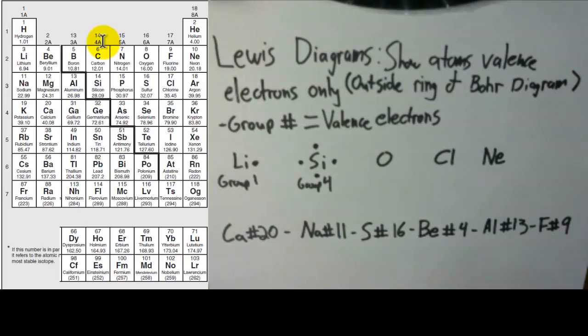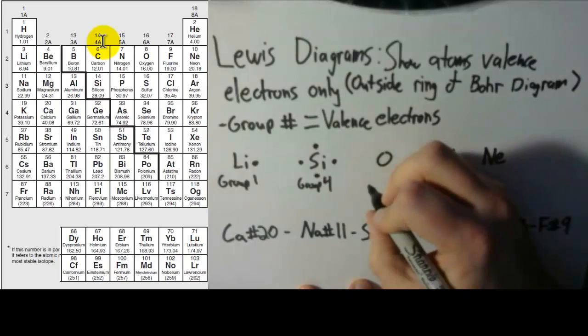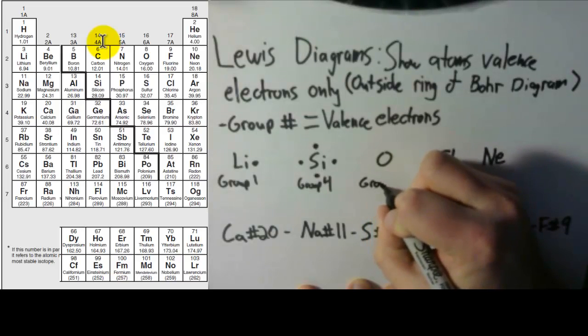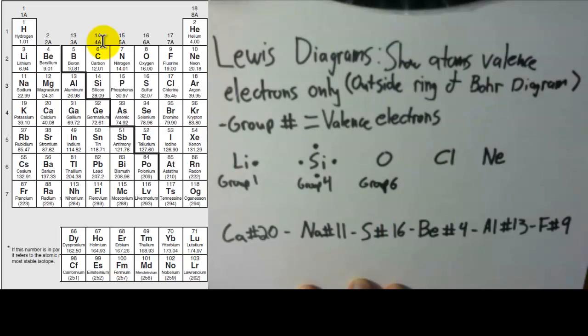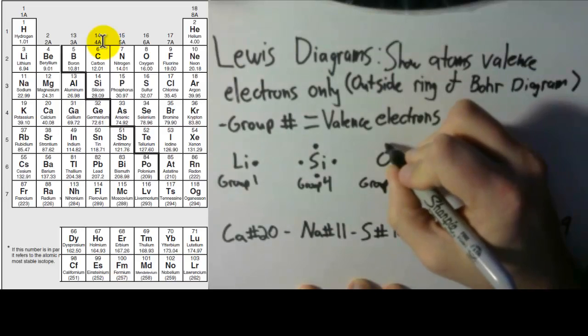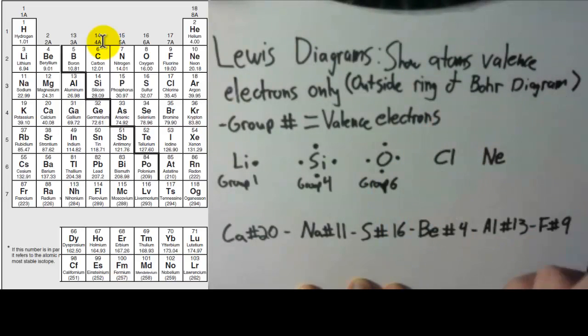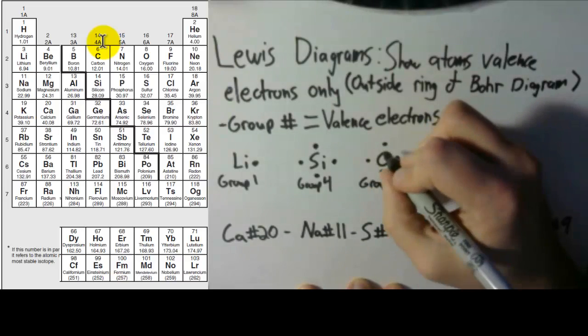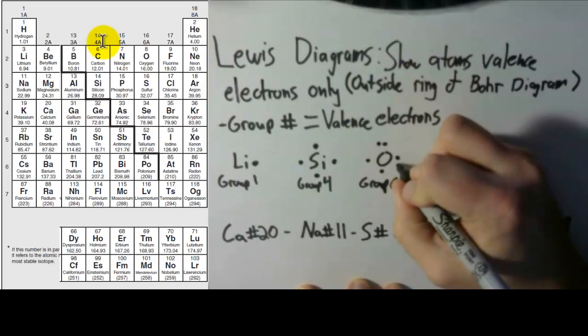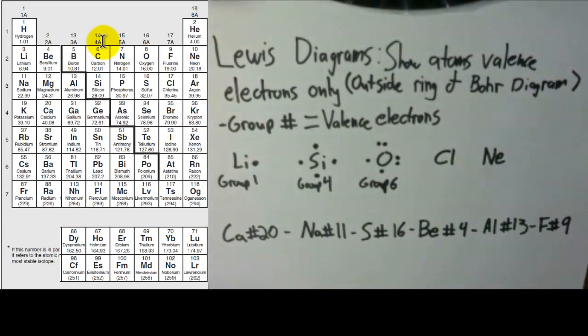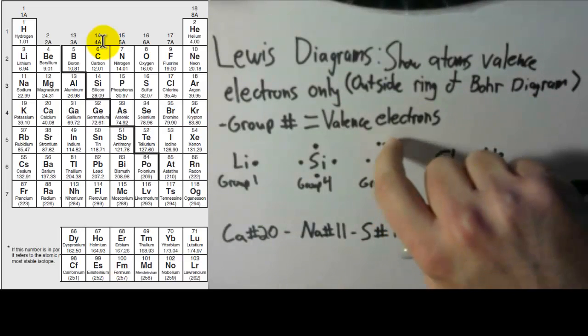Well, what happens if you have more than 4? Oxygen is in group 6, which means it has 6 valence electrons. You start by counting out in the same order, top, right, bottom, left, but we still have 2 left. So we're going to add 1 at the top, 1 at the right, and then we're done because we used all 6. What you'll notice is that sometimes they'll pair up like this.